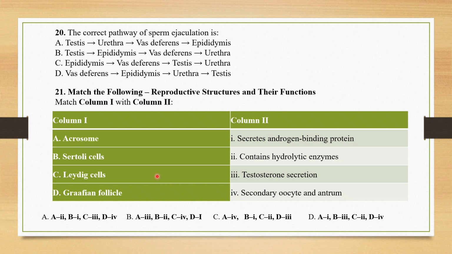So here the right answer is option A. That is acrosome, hydrolytic enzymes. That is for zona pellucida digestion. And Sertoli cells secretes androgen binding protein. Leydig cells, they are for testosterone secretion. Graafian follicle, secondary oocyte and antrum.